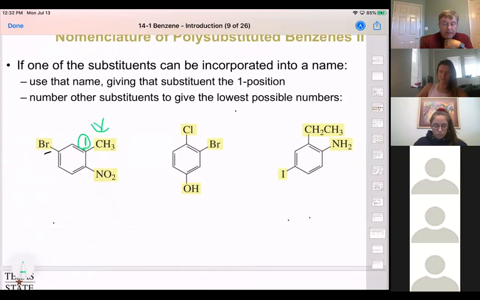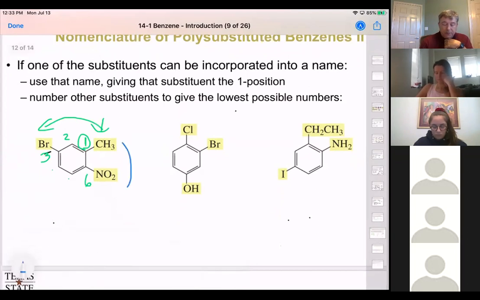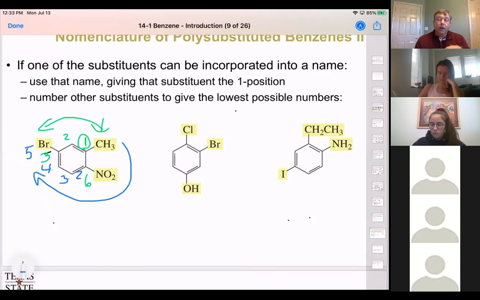If we go in a counterclockwise direction, we would have 1, 2, 3, 4, 5, 6 right here. But if we went in the clockwise direction from this 1, we would have 1, 2, 3, 4, 5. So if we go in a clockwise direction, we have lower numbers. We know the 1 is on the methyl group that is changing the name to toluene.